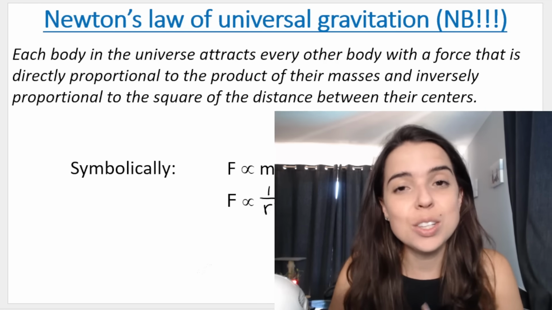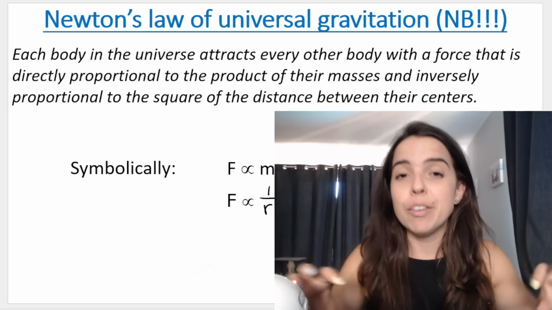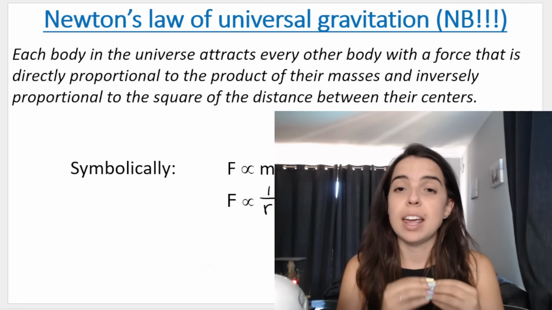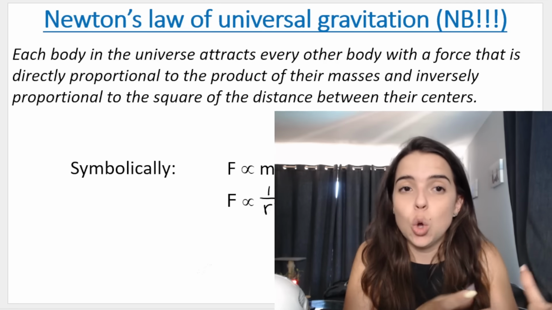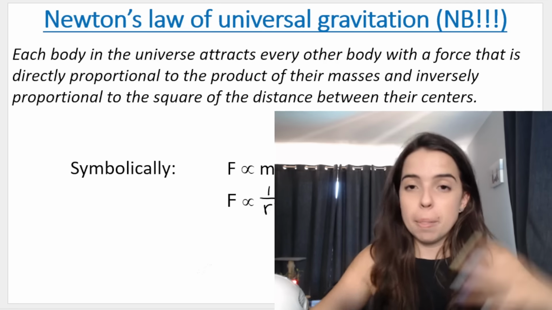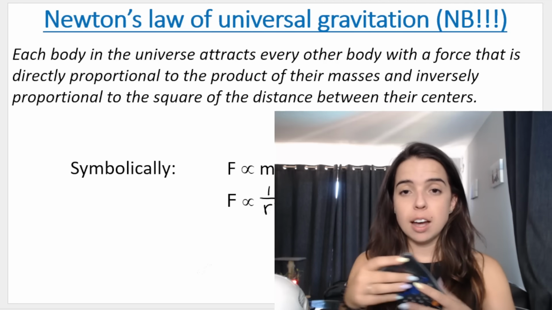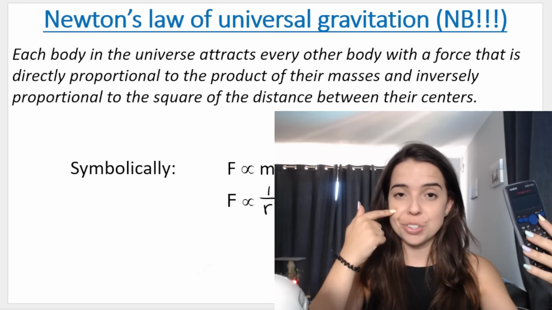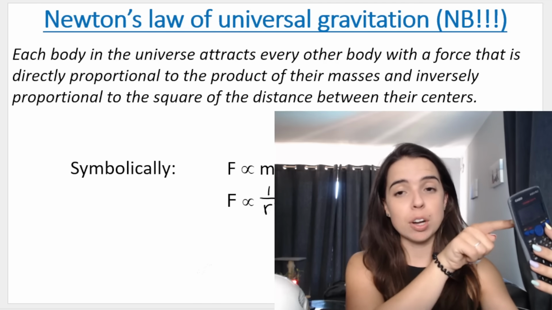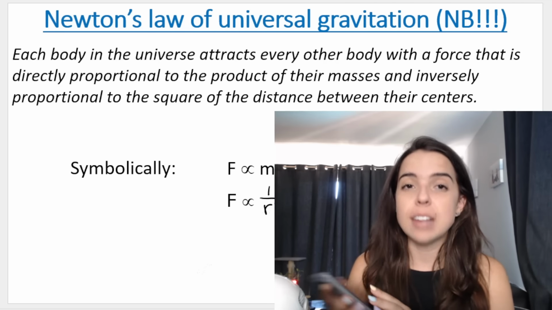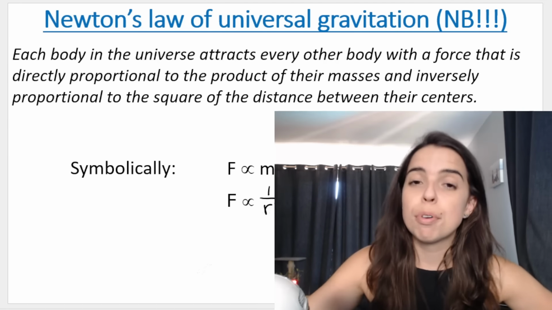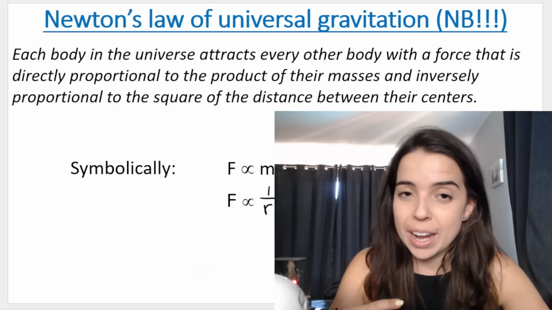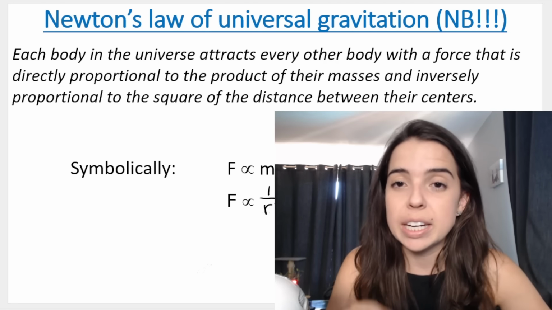So, Newton's law of universal gravitation says every body in the universe, so everything with a mass, attracts every other body with a force. So, I have a mass, I am a body, I attract my calculator. It has a mass. So each body in the universe attracts every other body with a force that is directly proportional to the product of their masses and inversely proportional to the square of the distance between their centers.